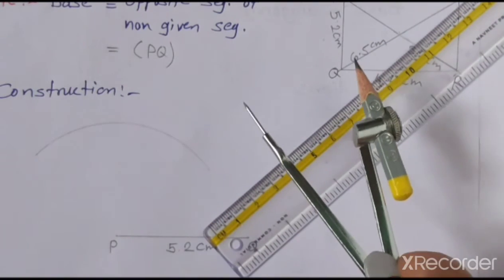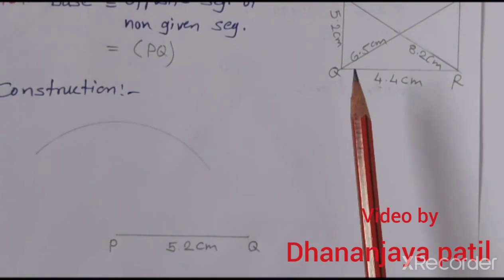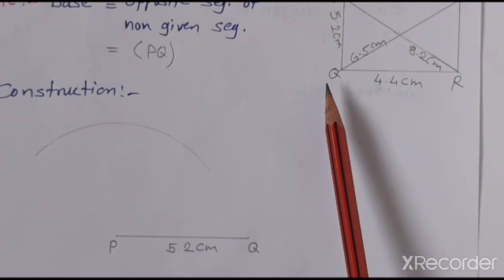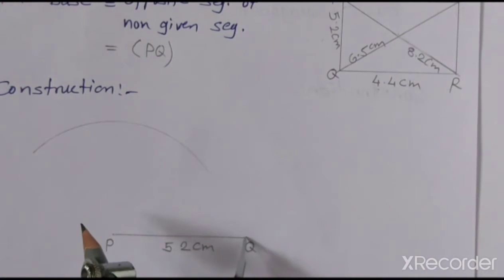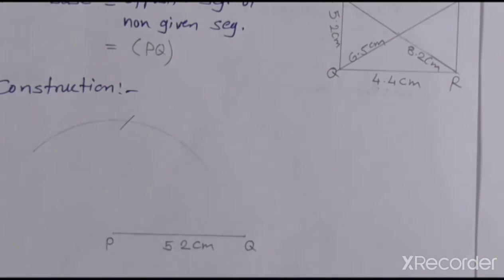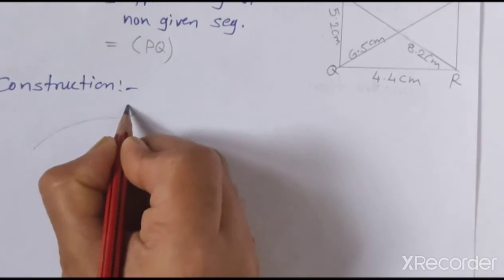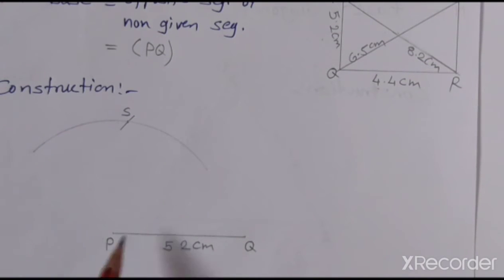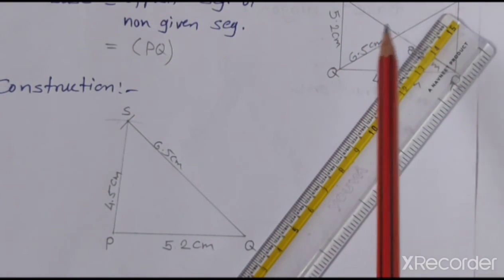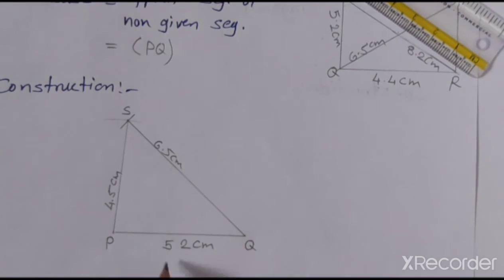Now take this 6.5 centimeter length in compass. This 6.5 centimeter is a length of QS. So out of Q and S we have point Q. So here I am putting this needle on point Q and making this small intersecting arc with first one. So here we get this intersecting point. The name of this intersecting point is point S. Now connect this point S to P and Q. After connecting this segment, here we get our first triangle whose name is PQS.